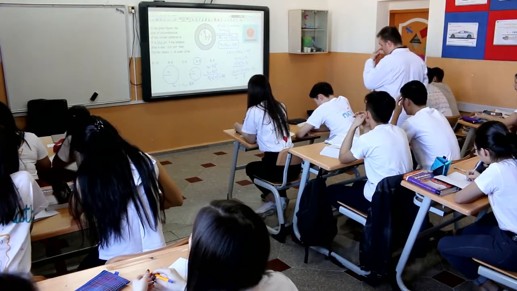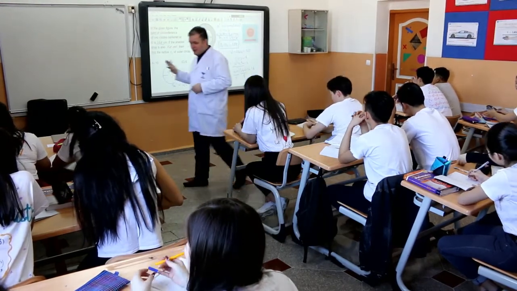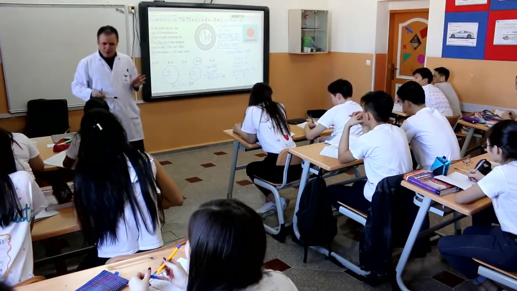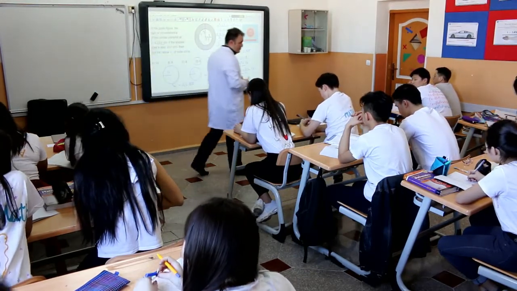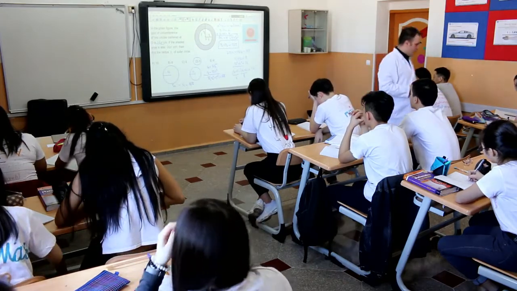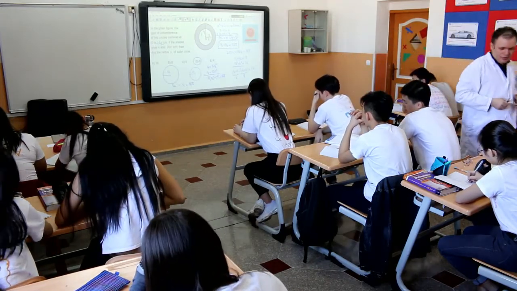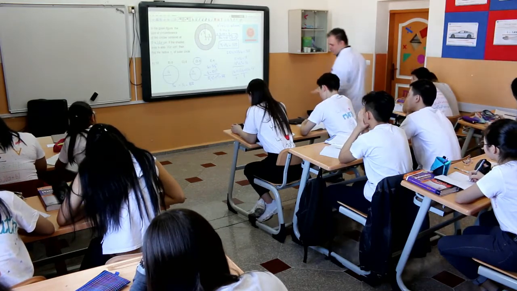Next week you have a subject review exam, and the topics are locus, perimeter and area of circle. Okay? This is the subject. Locus, perimeter of circle, and area of circle. Okay, finish? Yes.